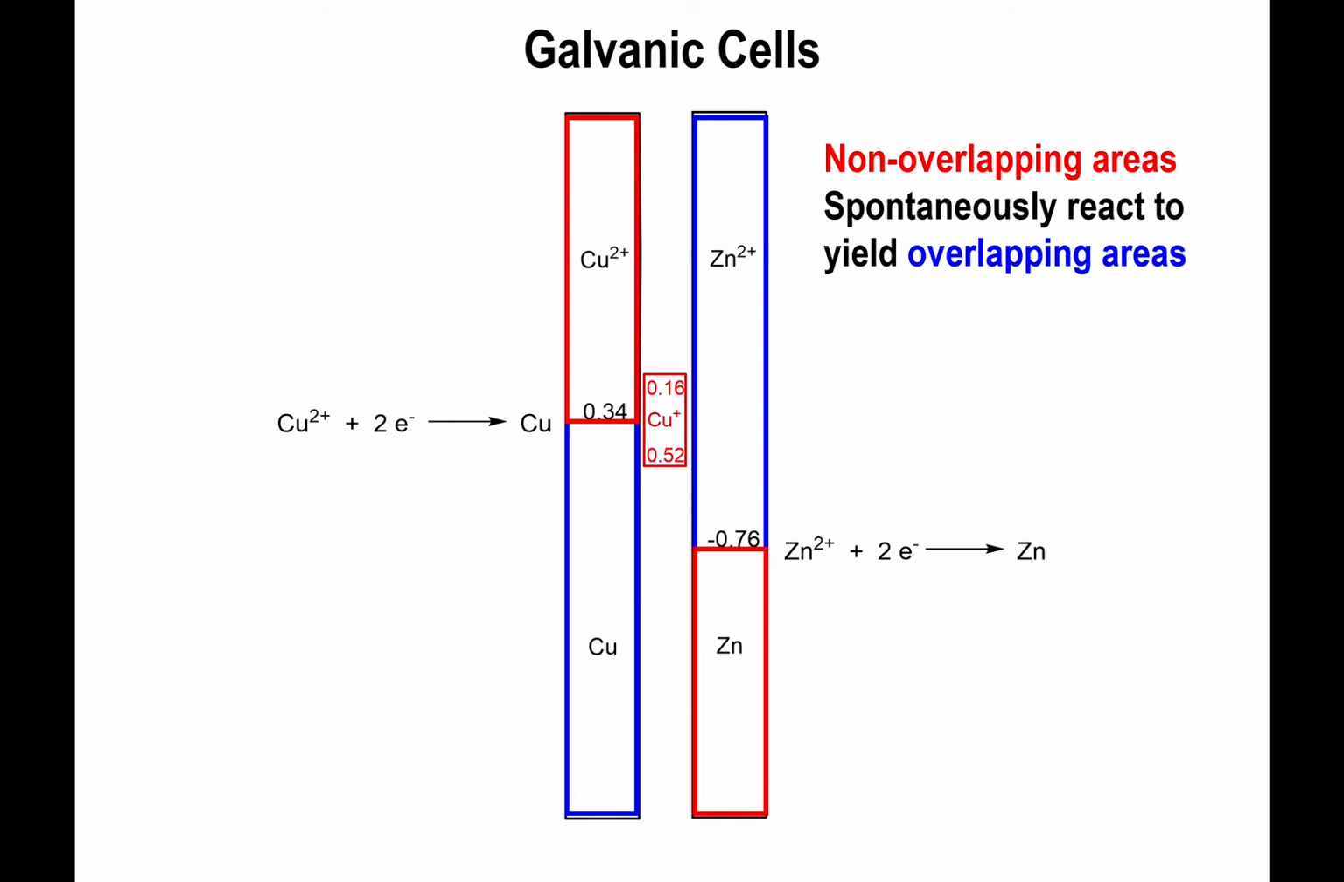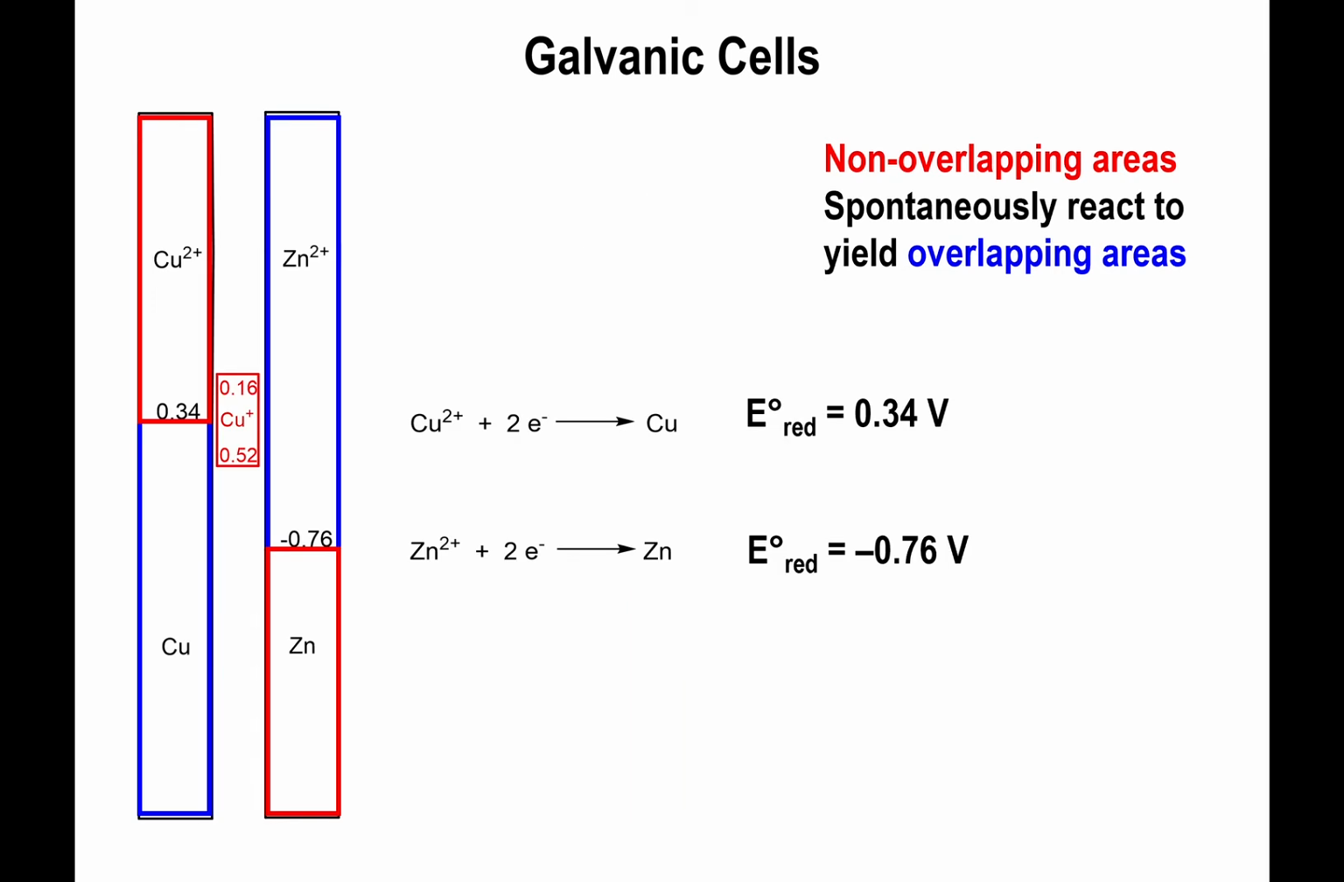Those are the only possibilities. And copper 0 and zinc 2 plus do overlap with each other. So this looks like it's a reaction that will happen spontaneously. So looking at the overlapping aspect, the fact that the reactants don't overlap and the fact that the products do overlap, that tells you that this reaction will happen spontaneously.